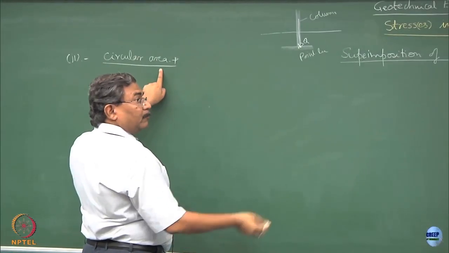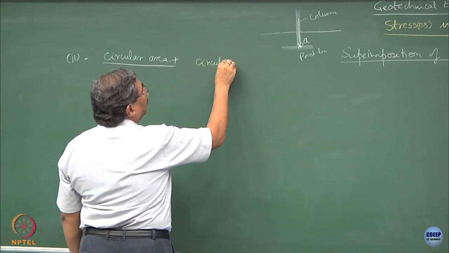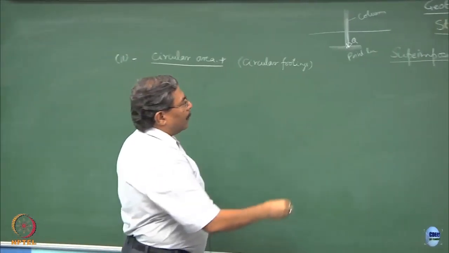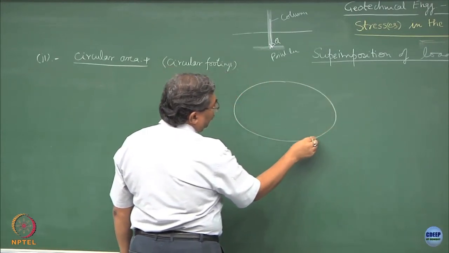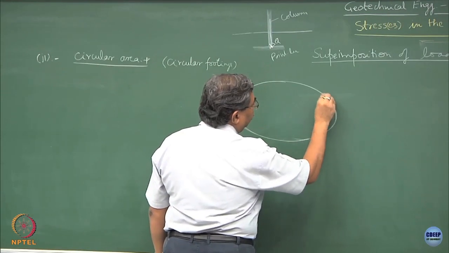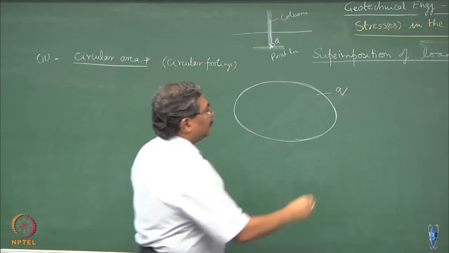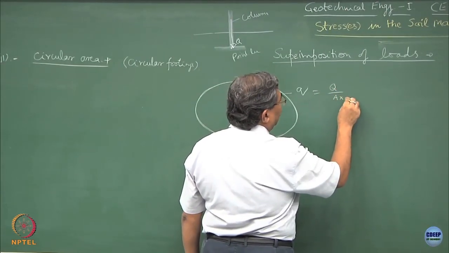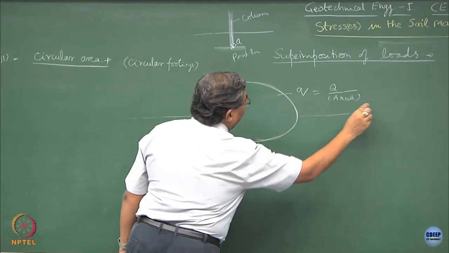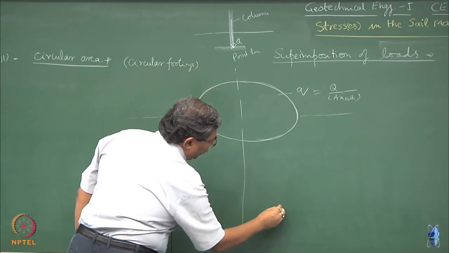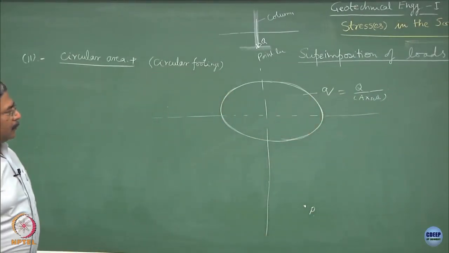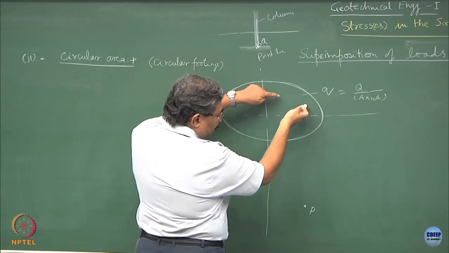Now, when I come to circular area, circular footings is a good example. I might be having a situation like this. This is the area which is carrying a uniformly distributed load of q, where q is equal to capital Q upon area of cross section. And suppose I ask you to find out what is the state of stress at a given point P. So, this whole thing is resting on the ground, and because of this you want to find out the state of stress at point P.